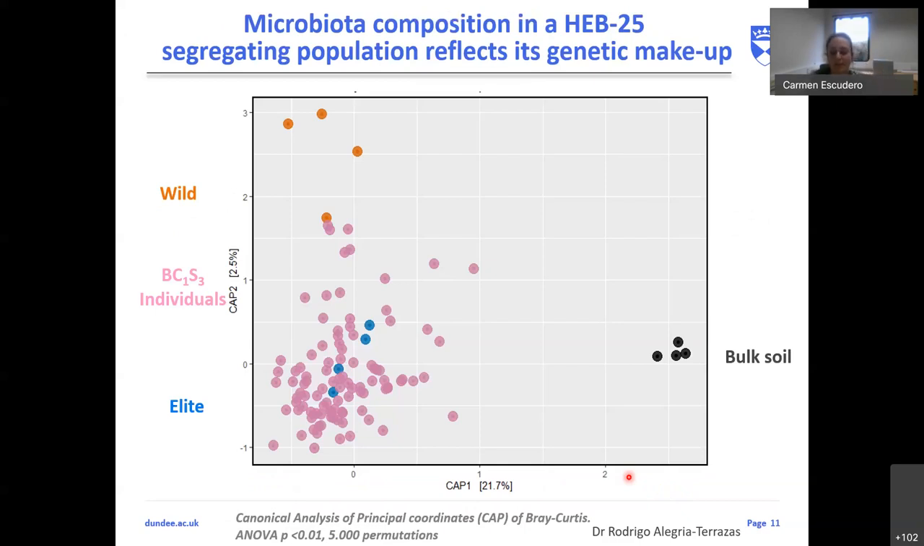And here in this canonical analysis of principal coordinates, I'm showing the microbial rhizosphere profiles of these lines. Here we have the control, the bulk soil, which is very different from a rhizosphere sample. And then we have the rhizosphere profiles corresponding to the wild parent clustering all together, and they are very different from the elite variety, similar to what I showed before. Then we have, represented in pink, the segregating population, which, as you can see, is orbiting around the elite parent. So these microbial rhizosphere profiles are somehow mimicking the genetic composition of the segregating population, because if you remember, the segregating population was a backcross with the elite parent. So this was very interesting. Moreover, this segregating population displays a quantitative phenotype, which we can use in mapping.